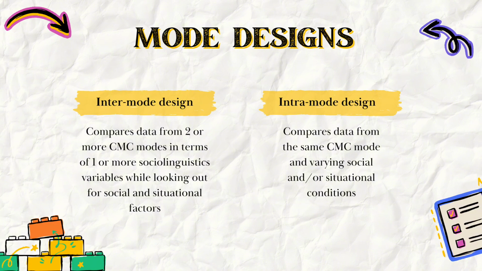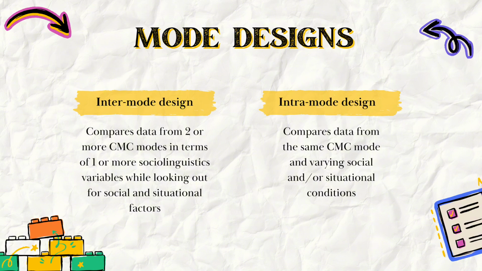Next, we have mode designs. In CMC, especially in sociolinguistic practice, modes act as the independent variables to be compared. There are two kinds of modes in computer-mediated communication, which are intermode and intramode design. The first one is intermode design, which compares data from two or more CMC modes in terms of one or more sociolinguistic variables while looking out for social and situational factors.